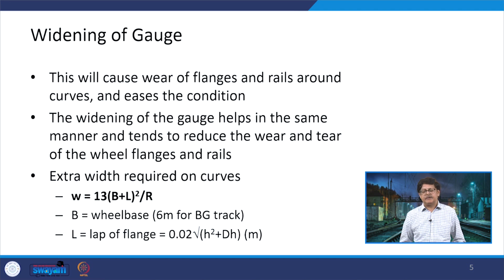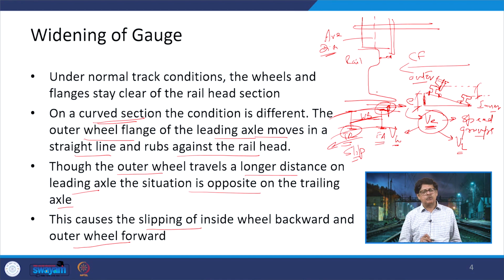Now, this causes the wear of the flanges and the rails around the curves and eases the condition. So, here more and more rubbing action, more and more interaction of the wheel flange and the rail head is going on. So, the wear, as I already discussed, is one of the possibilities which will be there. Now, widening of the gauge helps in the same manner and tends to reduce the wear and tear of the wheel flanges and rails, because now you are providing an opportunity that even if one of the axles is moving either outwards or inwards, the flanges of the wheel will not be touching or rubbing against the rail head. So, this is the point which we are discussing here.